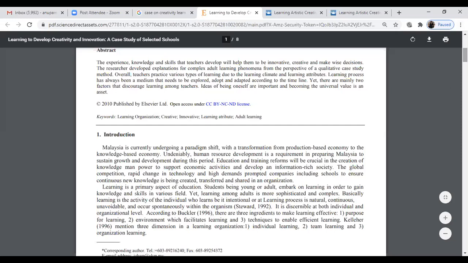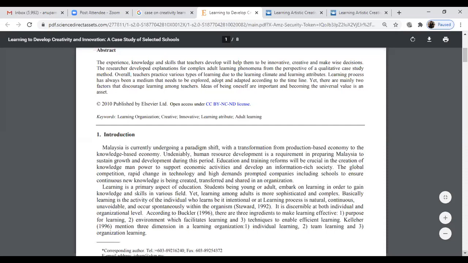Efficient, effective learning. Like in motivation, we discussed intensity and direction. Direction matters. If one is putting in effort in the right direction, then only can we say the chances of success will be there. So an individual within the organization works in three environments: individual learning, team learning, and organizational learning.